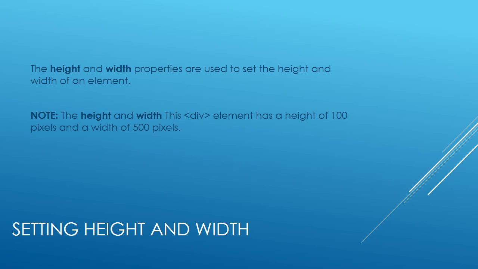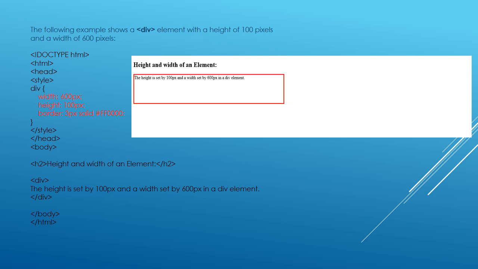The height and width properties are used to set the height and width of an element. Note, the height and width of this div element are a height of 100 pixels and a width of 500 pixels. The following example shows a div element with a height of 100 pixels and a width of 600 pixels.